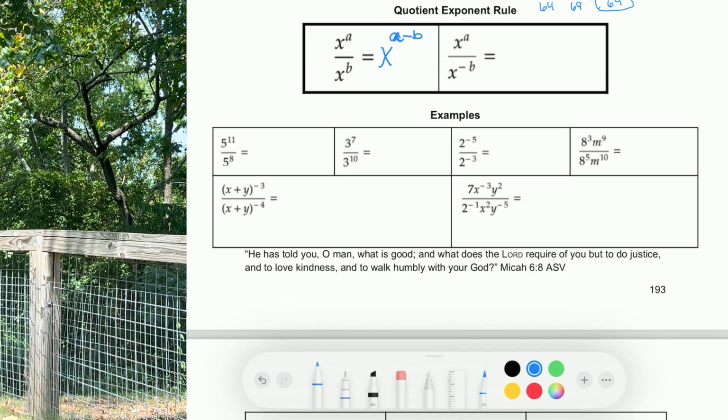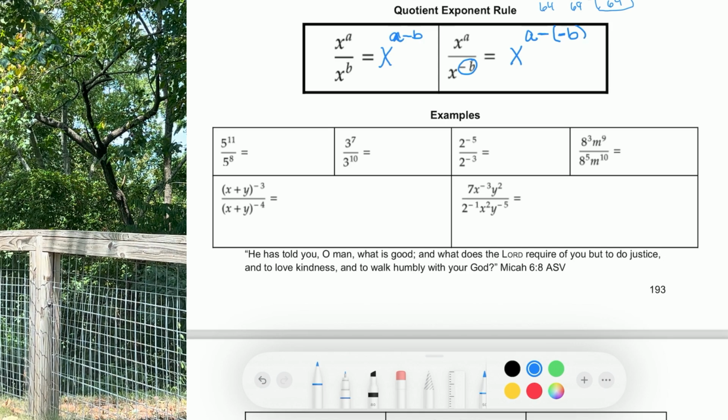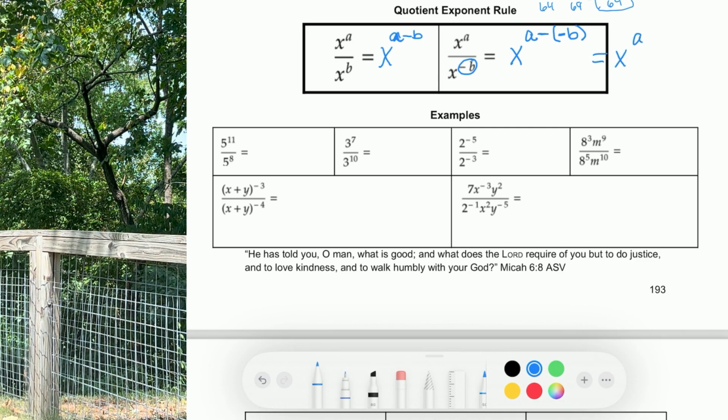So let's look at this one here. We have x to the a minus, now here's something that's different. We have a negative exponent down here. I need to continue having it as a negative when I bring it up here like this. So make sure you recognize that if you have a negative exponent in your denominator and you're bringing it up to the top to subtract it, you keep that negative. Because what happens is this becomes x to the a plus b because of that negative there.